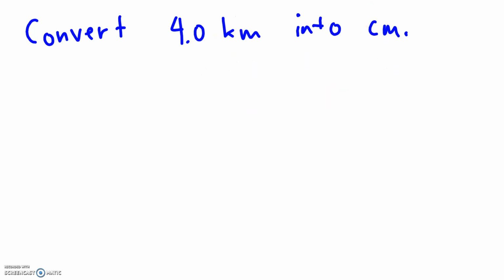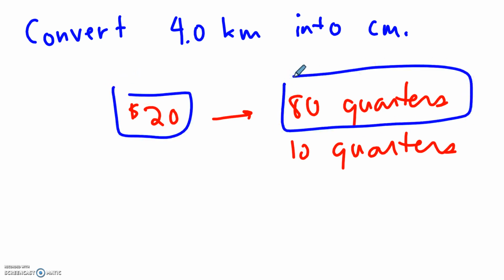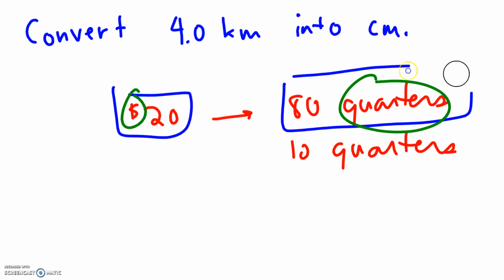Now, when we convert, we don't want to actually change the value or the amount that we have. Like, for example, if I have $20 and I go to the bank and I ask for quarters, they're going to give me 80 quarters. I don't want them to give me 10 quarters because it's like they just took my money. I don't have as much money as I had initially. $20 and 80 quarters, that's the same amount of money, it's just different units, dollars versus quarters. So when we convert, it's important to keep the original value or amount the same.